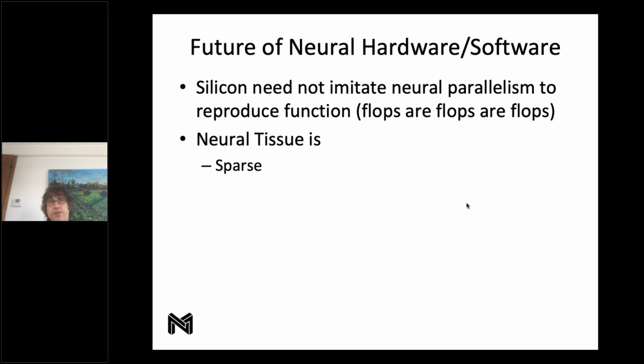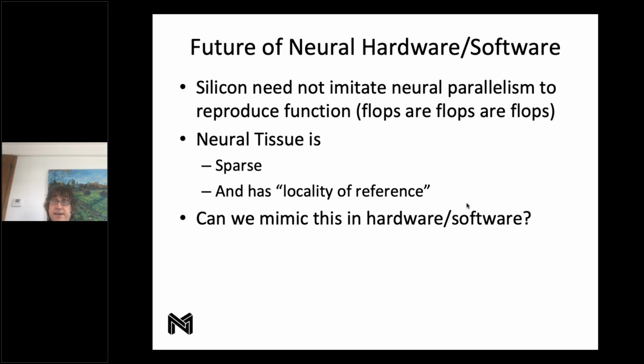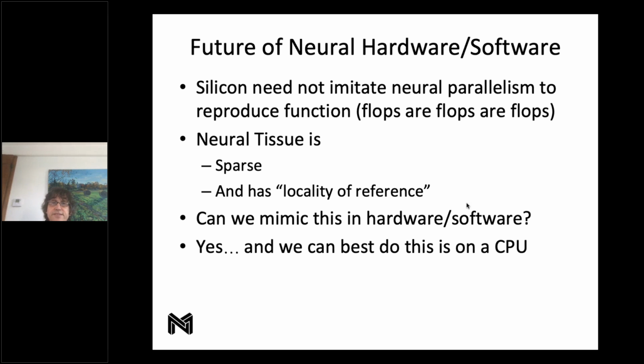Well, I can learn 2 things. One is neural tissue is sparse, as I showed you, extremely sparse, both in compute and layout. And neural tissue has locality of reference. So these are the 2 things that I think we should take away from looking at brains. And this is what we need to mimic, right? Can we actually mimic sparsity and mimic locality of reference? So the answer is yes.